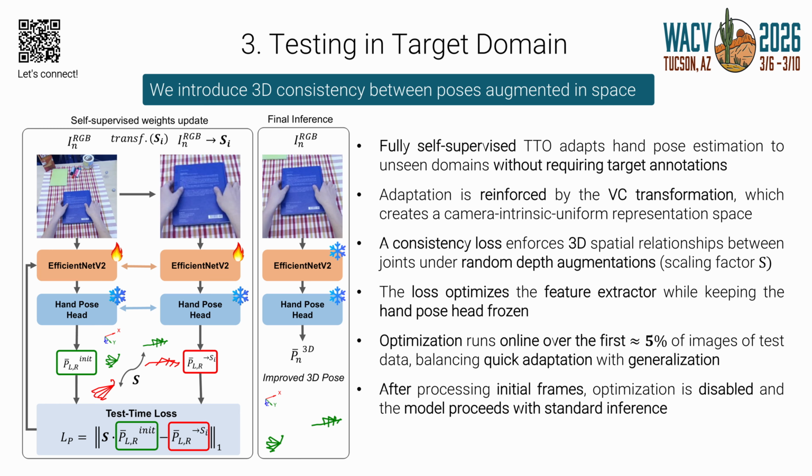Here's how. The model makes an initial pose prediction. Then we take the same image and simulate it being captured from a slightly different depth. We scale it in virtual camera space. The model predicts a pose for that scaled version too. Since the 3D structure of the hand doesn't change just because the camera moved, these two predictions should be consistent with each other. We enforce that consistency with an L1 loss in 3D space. This updates the backbone weights, not the pose head, for the first 5% of the test data. After that, we freeze everything and run normal inference. And here's the complete pipeline of the test time adaptation.